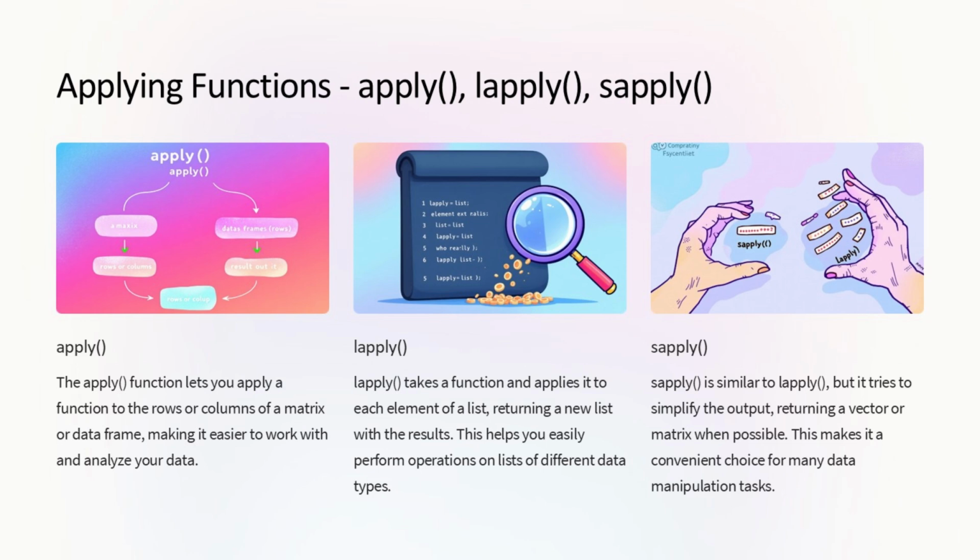The apply function allows you to easily apply a function to the rows or columns of a matrix or data frame, making it easier to work with and analyze your data. Lapply takes a function and applies it to each element of a list, returning a new list with the results. This is a powerful tool for working with lists of different data types. Sapply is similar to lapply, but it tries to simplify the output, returning a vector or matrix when possible. This makes it a convenient choice for many data manipulation tasks. These 3 functions, apply, lapply, and sapply, provide flexible and efficient ways to perform operations on your data in R.